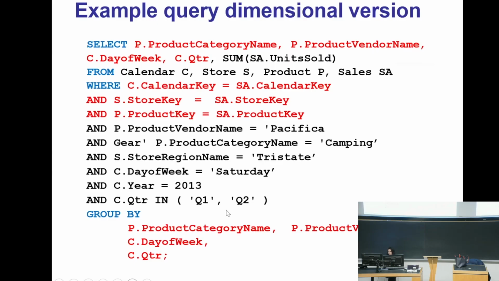So these are just the conditions, and finally grouping by multiple columns. And when you group by multiple columns, it's just grouped by their combined values, okay?